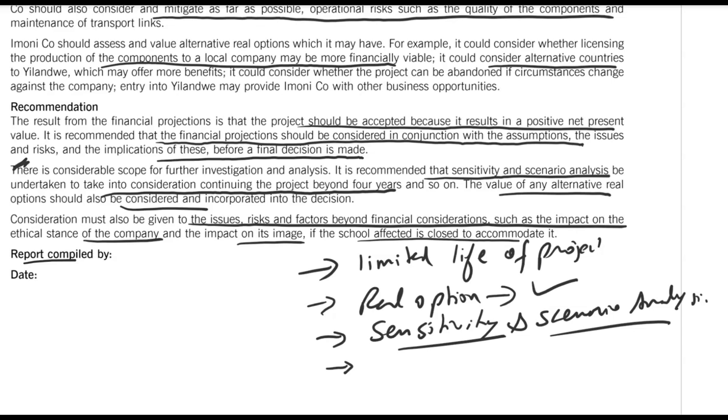At the end you will write that the report is compiled by, and the date. Obviously you do not have to write your name here. You will only write report compiled by. You can write ABC or XYZ, then you can write the date.